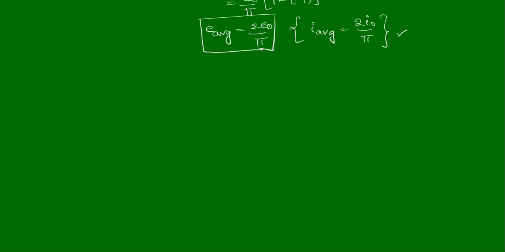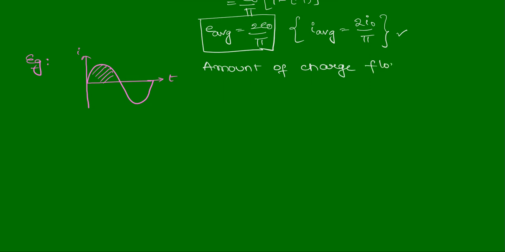So here you can expect some simple question like this. Just look at this example. For half cycle from 0 to T by 2, means from here to here, they'll ask you the amount of charge flown in half cycle.